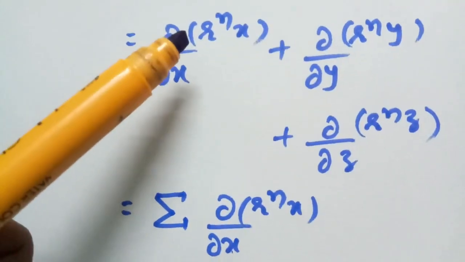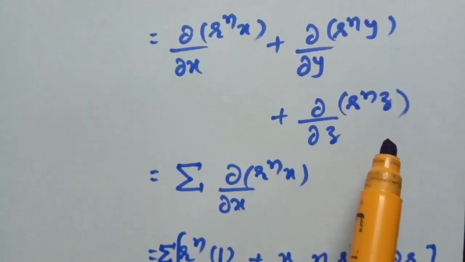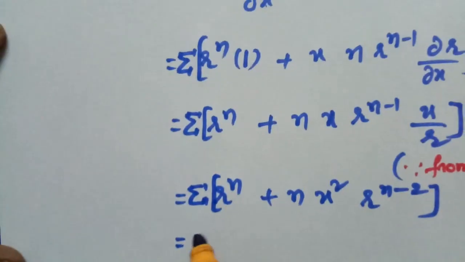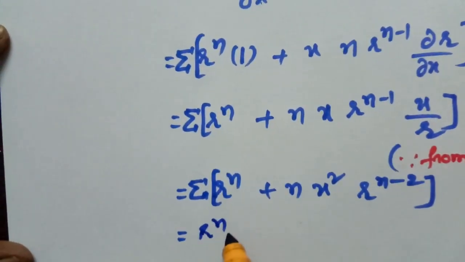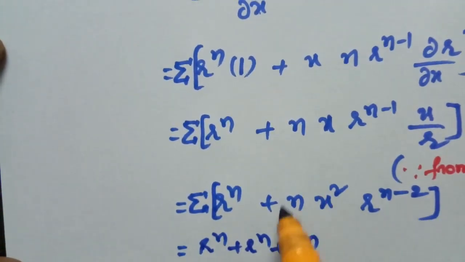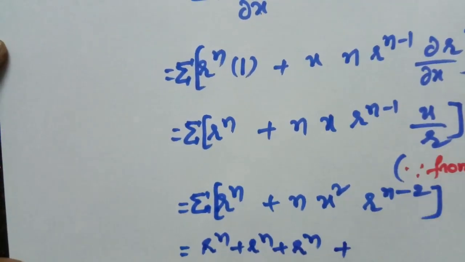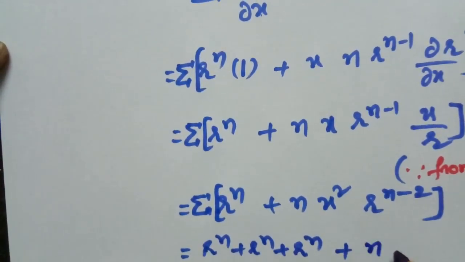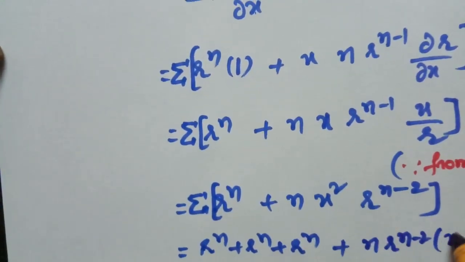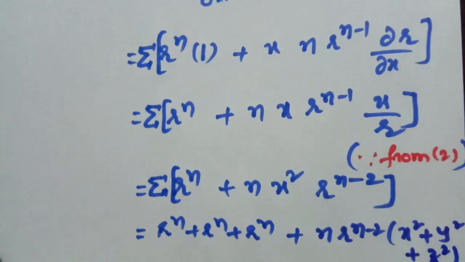For the first term we get r power n. For the second term also we get r power n. For the third term also we get r power n. Therefore, this is r power n plus r power n plus r power n, and also this is sigma n into x square r power n minus 2. Therefore n is common: n into r power n minus 2 into x square plus y square plus z square.